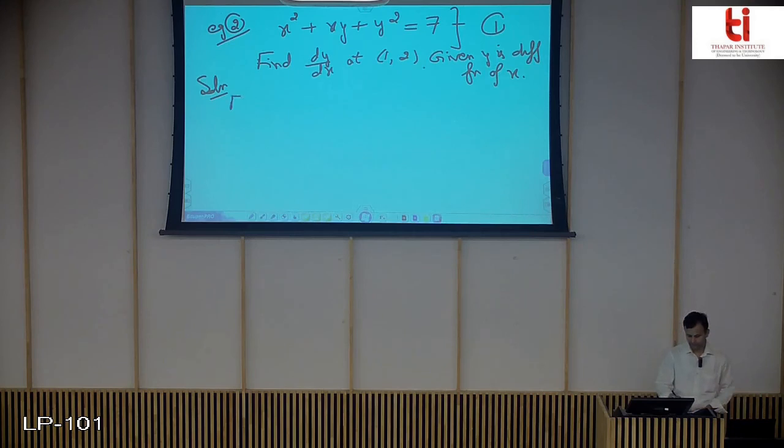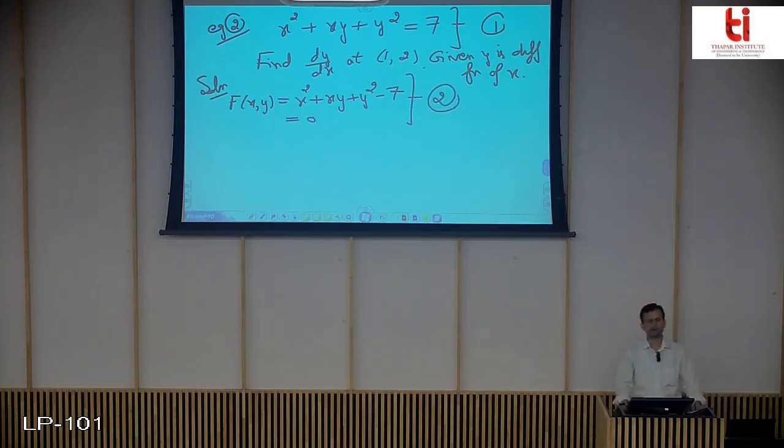So here f(x, y) is equal to x square plus xy plus y square minus 7 equals 0. So this is your f(x, y). You take 7 on the left hand side so that it becomes f(x, y). Now its partial derivative with respect to x is 2x plus y, and its partial derivative with respect to y is x plus 2y.